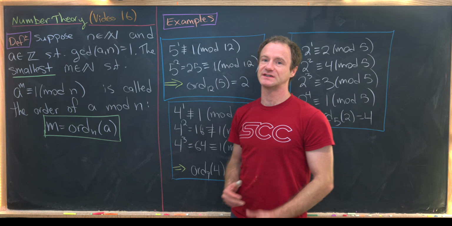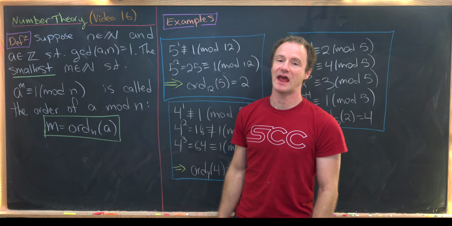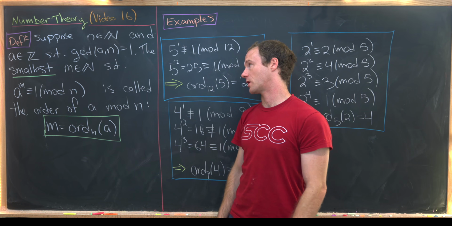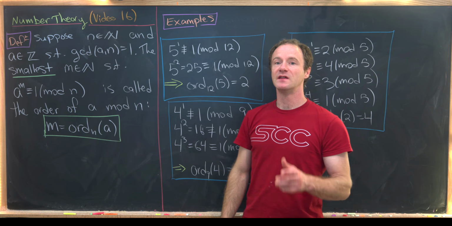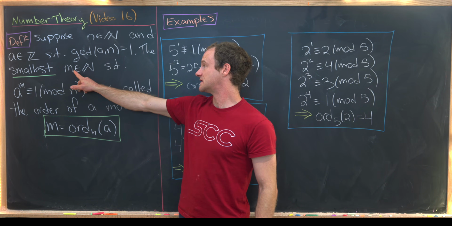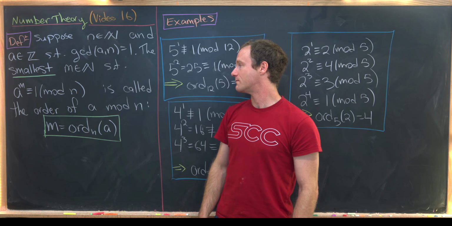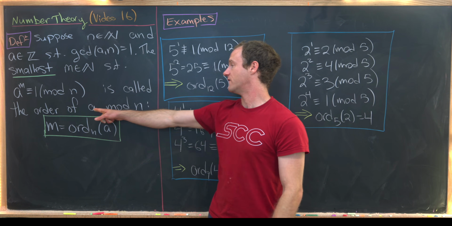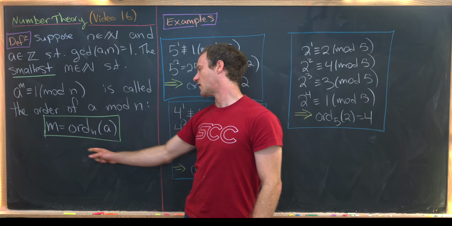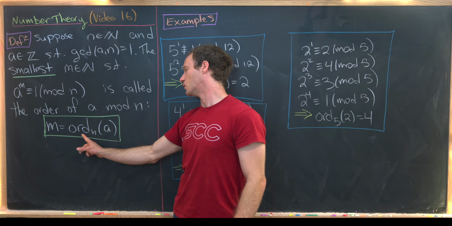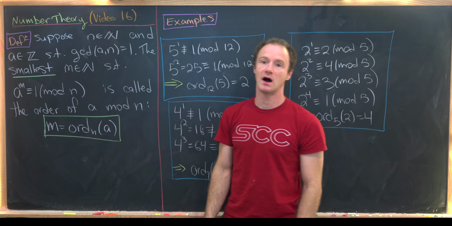Okay, so let's look at our first definition. Suppose that we have a natural number n and an integer a, and these two numbers are coprime. In other words, the GCD of a with n is equal to 1. Then we define the smallest natural number m such that a to the m is congruent to 1 mod n as the order of a mod n. Let's also use the following notation: m is equal to ord_n a. We read that as the order of a mod n.